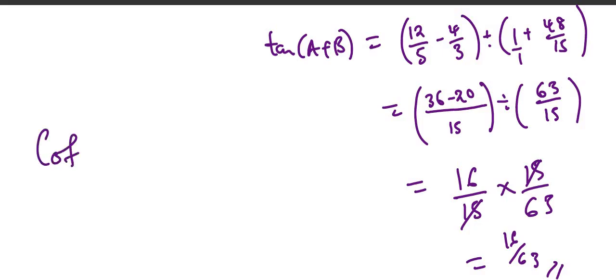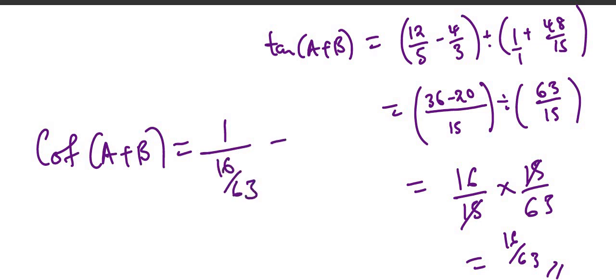Remember the question is asking for cot of a plus b, right? Which is just going to be 1 over 16 over 63. This will now change to be 63 over 16. So that's the value for the cot.